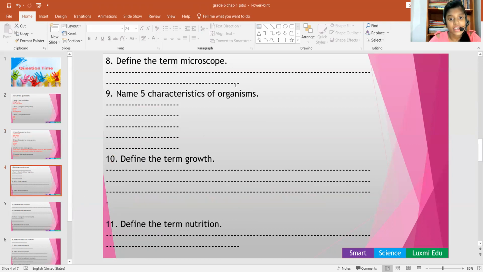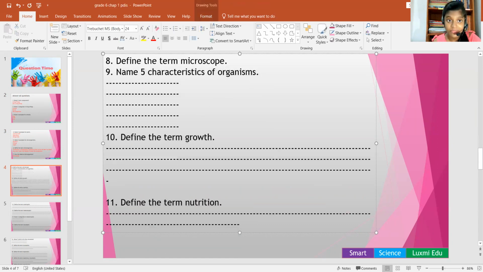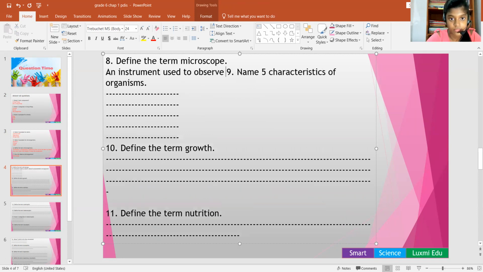The eighth one. Define the term microscope. Define means we need to say what the meaning is. Microscope, you know, is what we need because we cannot see microorganisms with the naked eye. So what are we going to write now? Yes, microscope means an instrument used to observe microorganisms. It helps to observe microorganisms. An instrument used to observe microorganisms is called a microscope.